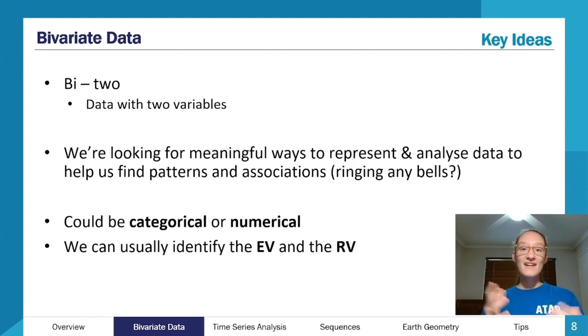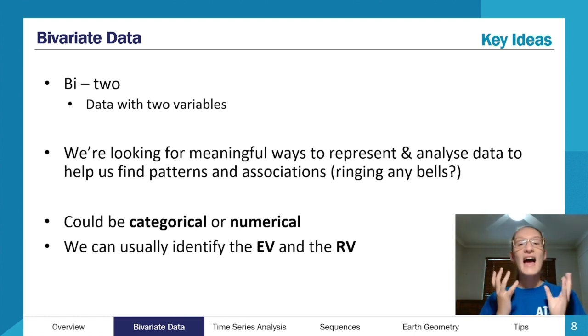So bivariate data, let's get into it. Topic 1 of Unit 3. It might have been a little while since you've covered this, so it could be some good time for revision. So bivariate data. Bi is the prefix meaning two. So we're looking at data with two variables. And the way I like to remember that is bicycle, bivariate, prefix bi means two. So that's a little trick that I like to use as well.